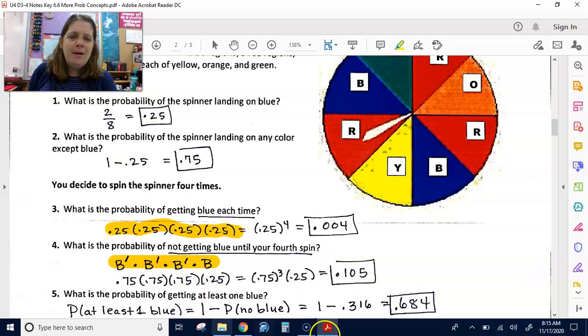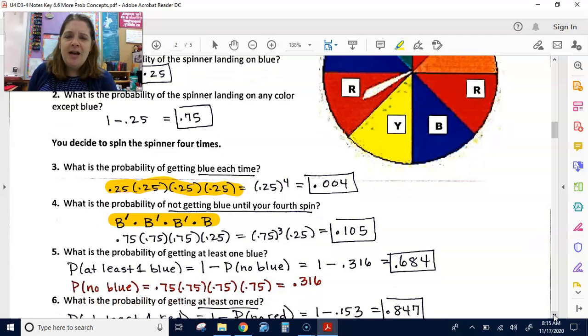Then it says, what's the probability of getting at least 1 blue? Now, if you're going to spin the spinner 4 times to get at least 1 blue, you need to be careful because it could be the first one is blue, or it could be the second one is blue, or it could be the third one is blue, or it could be the 4th one is blue like we got on number 4. Okay, so there's 4 different ways you could get 1 blue you'd have to calculate. And then you've got 2. So it could be the first 2 or the second 2 or the third 2 or maybe the first one and the third one or the second one. So all kinds of ways you could get 2 blue and then 3 blue and then 4 blue. There's all kinds of ways to do this.